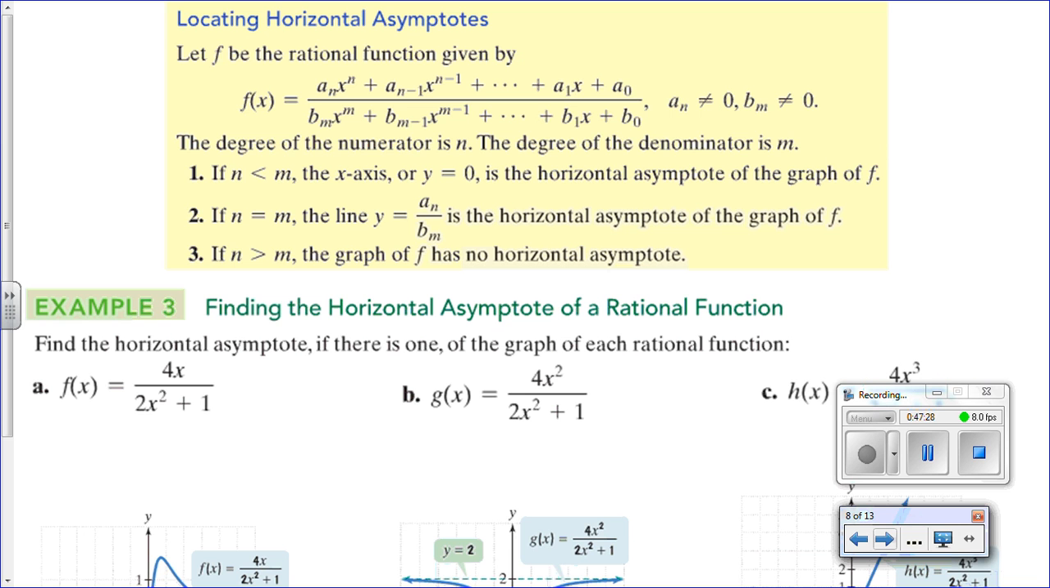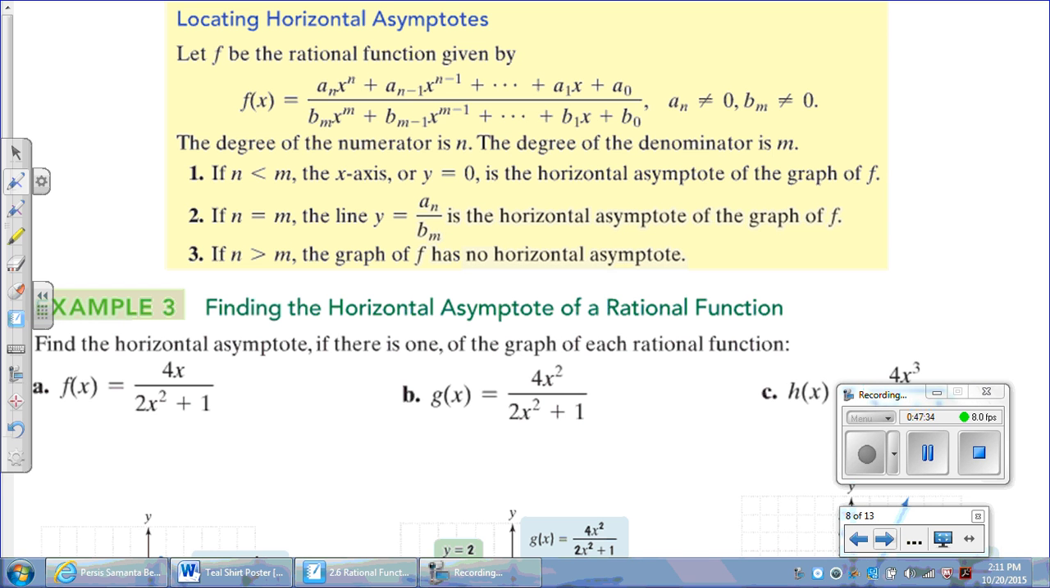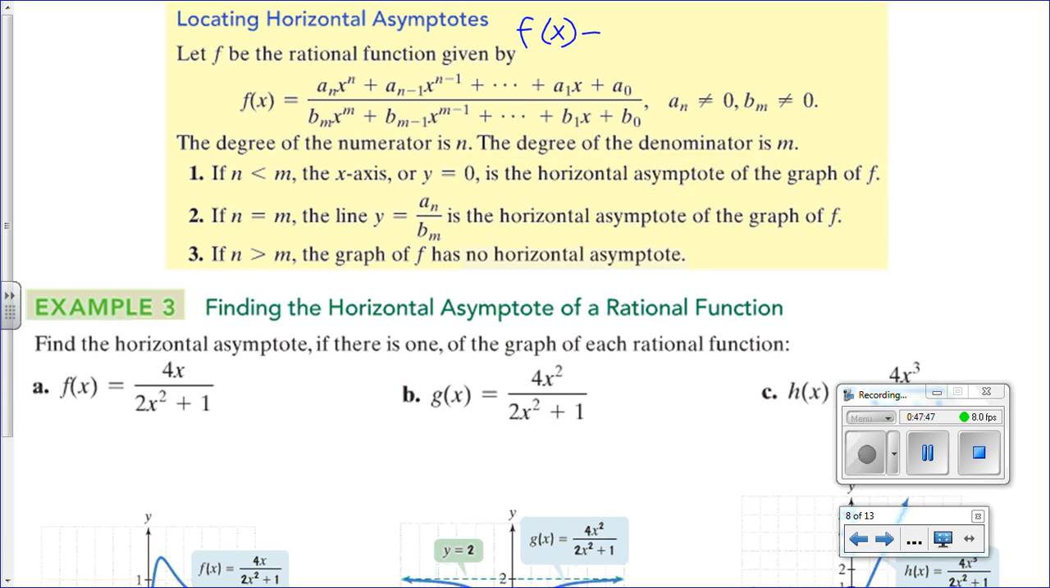Okay, let's go to the next slide, and so we know how to find them. Let f be a rational function given by something that looks a little weird. However, we already know that rational functions are defined as the ratio of two polynomials, right? If you recall from section 2.3, we started by defining a polynomial, and it looked something like this one here. And I'm going to refer to that as the numerator.